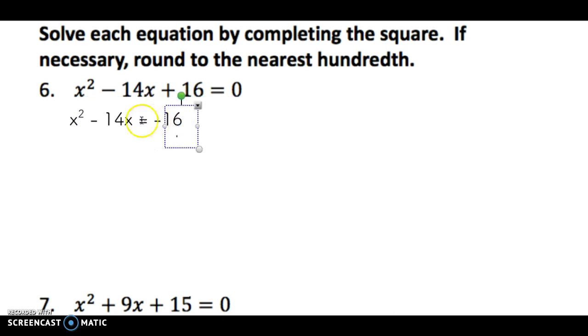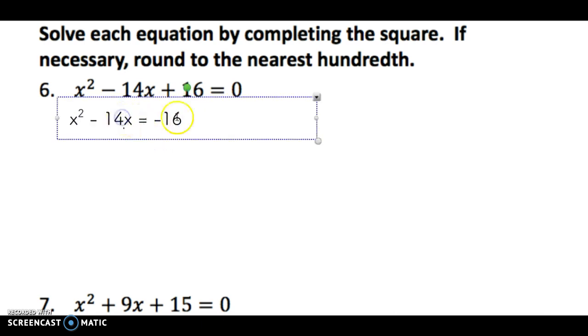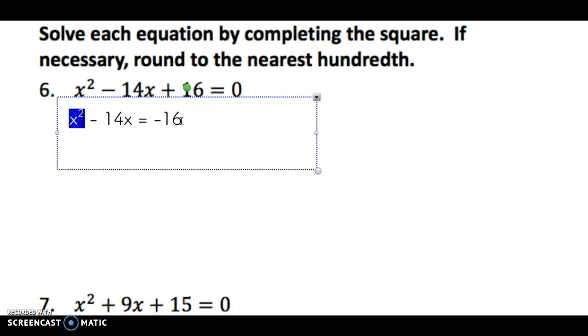Now I need to make the left side of my equation a perfect square trinomial. In order to do that, I have to complete the square. So what am I going to add here? I'm also going to have to add it to the other side of the equation. I'm just putting it in parentheses so you see that we're adding the same thing to both sides. So half of negative 14 is negative 7, and what's negative 7 squared? It's positive 49, right?